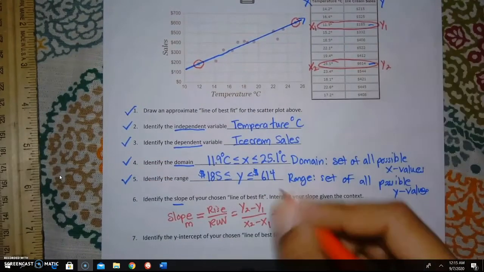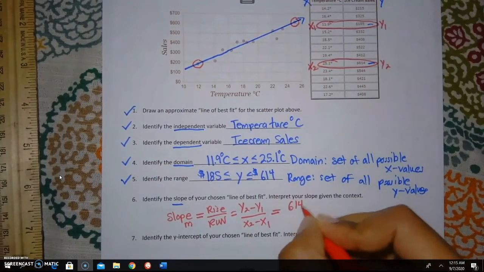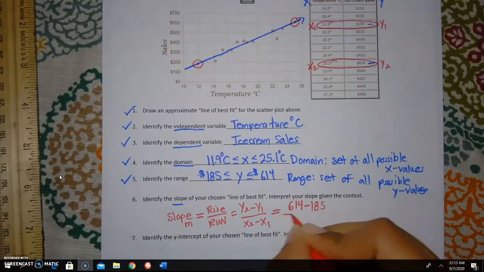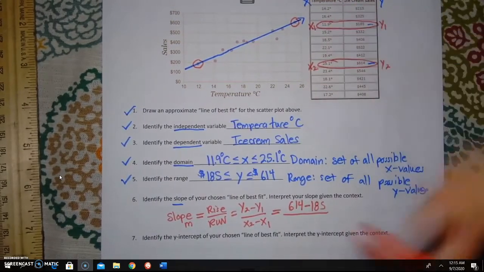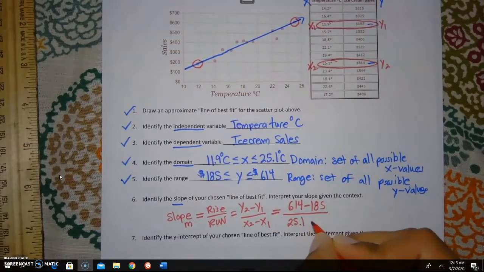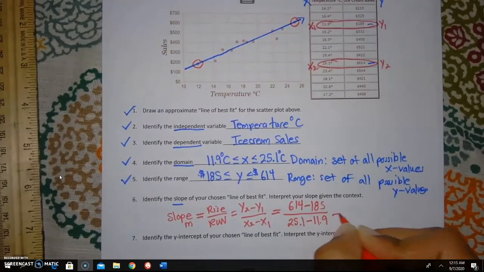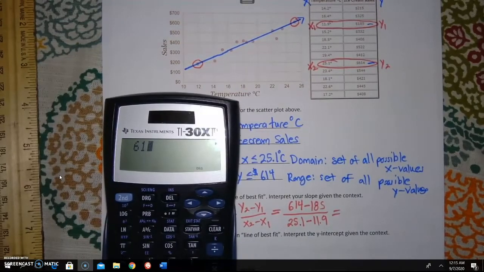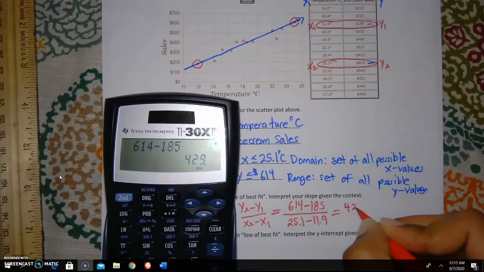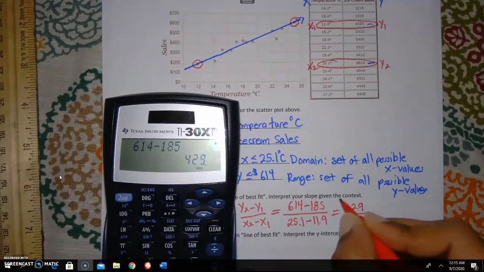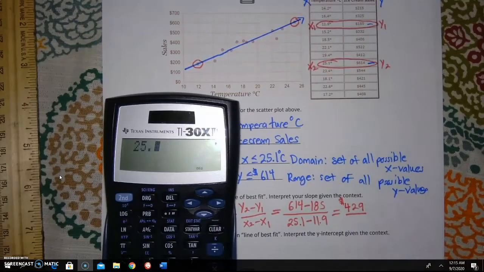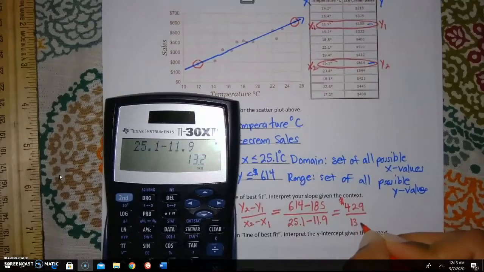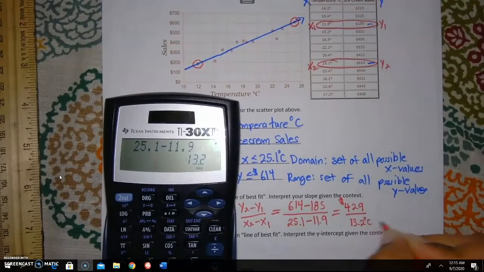So we're going to take that 614, and we're going to subtract 185, and then we're going to find that difference in our run, which was that 25.1 degrees Celsius and 11.9. And we're going to figure out our slope. So let's start with the numerator. 614 minus 185, and that gives us, looks like $429. And then on the bottom, we have 25.1 degrees Celsius minus 11.9, which gives us 13.2 degrees Celsius.